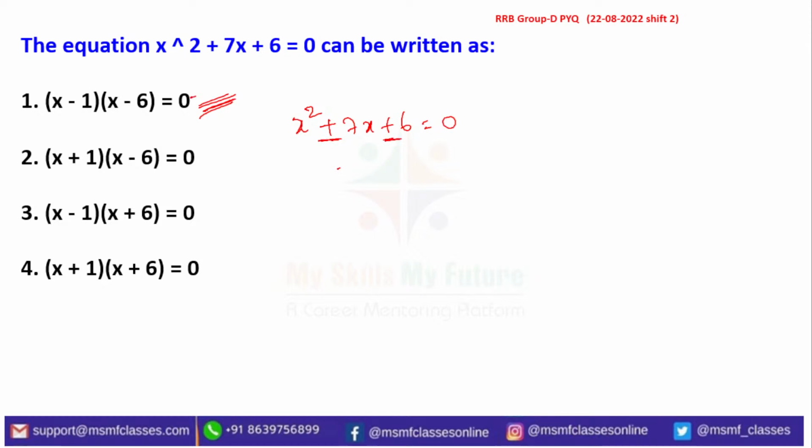In the other options, one coefficient is minus, and also in option 3 there is a minus. So all three are wrong. In x plus 1, x plus 6, the coefficient doesn't get a minus anywhere. So directly by seeing it, we can say option 4 is correct. Right. Next question.